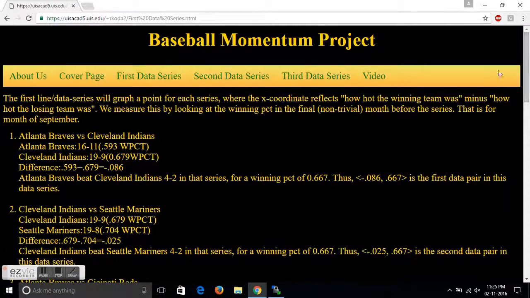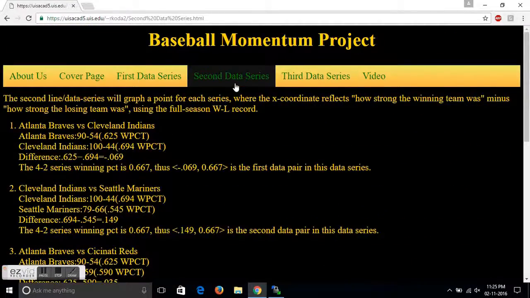Now moving on to the second data series. Here also we are going to plot a graph where the x-coordinate reflects how strong the winning team was minus how strong the losing team was. Here we use the full season win minus lose record.